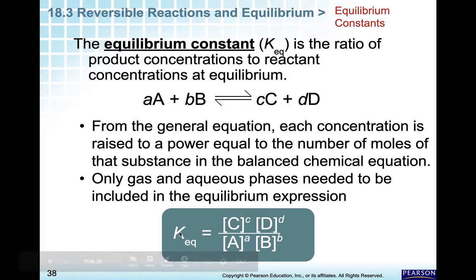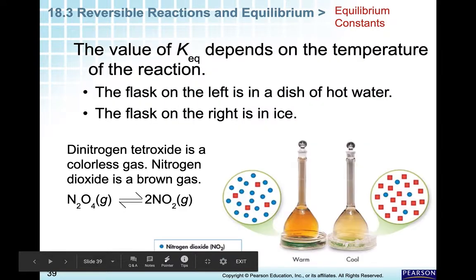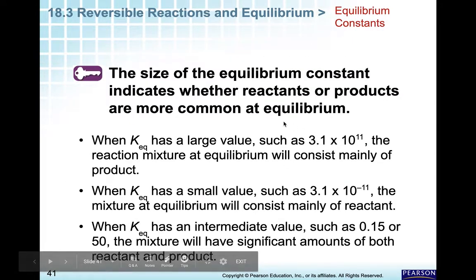If this number is less than 1, same thinking, now our denominator must be the bigger number. If this number is less than 1, the reactant concentration must be greater than the product concentration. And so those rules are summarized here.